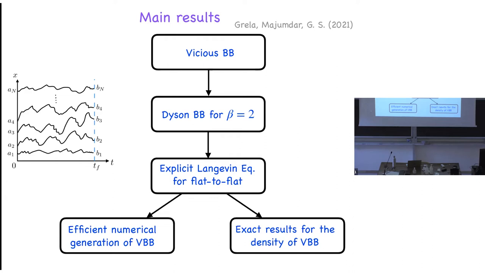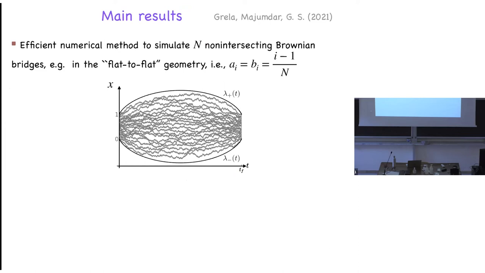Just to show you, this is typically what we can generate. You see these non-intersecting paths here. They all start with the uniform condition as we have. And what you see is that it seems that in the large n limit, this leads to a limiting shape.